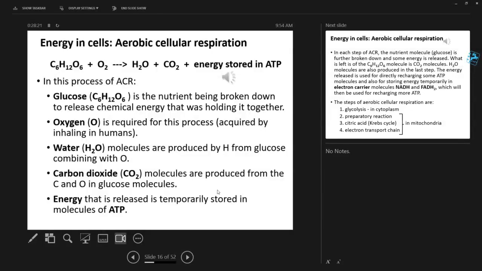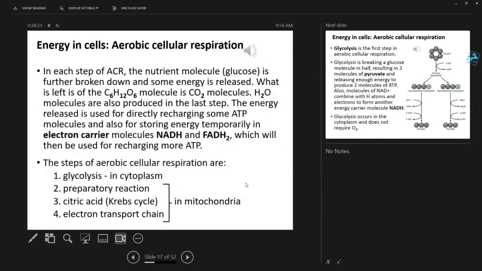Okay, talked about all this stuff already. So we need to look in a little bit of detail at how this aerobic cellular respiration happens. There's some chemistry in here, but I'll try to keep it simple. There are 4 steps in this process: glycolysis, preparatory reaction, citric acid cycle, also called the Krebs cycle, and the electron transport chain.